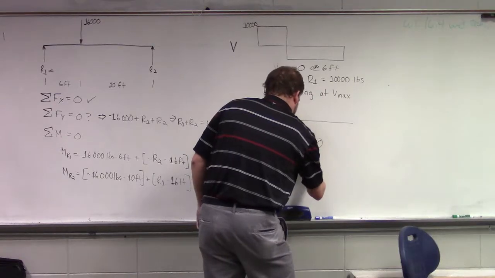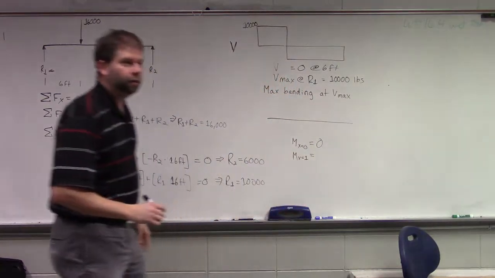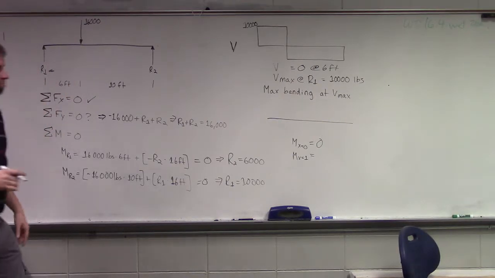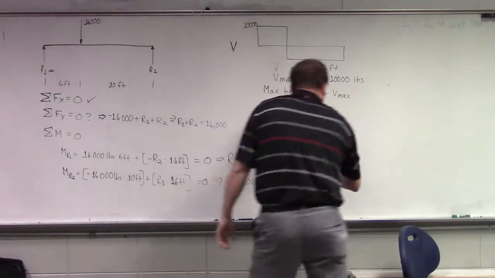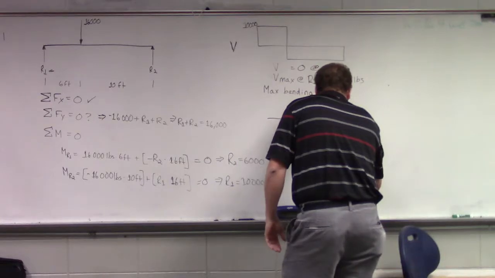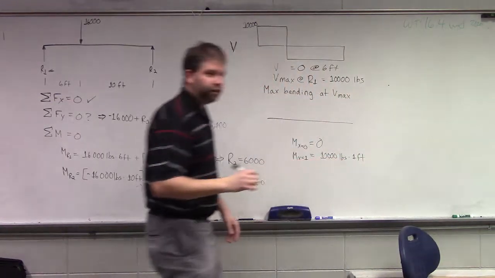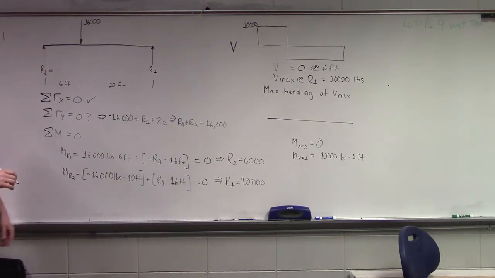What about at x equals 1? Keep in mind we're moving left to right. 1 times 10,000. 10,000 pounds times 1 foot. Clockwise or counterclockwise? Clockwise.